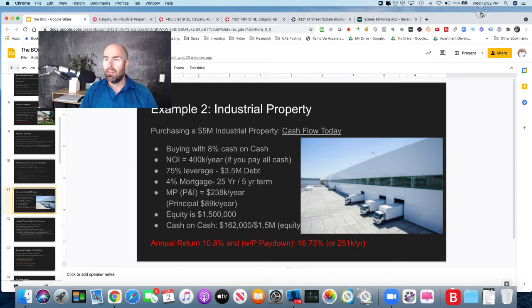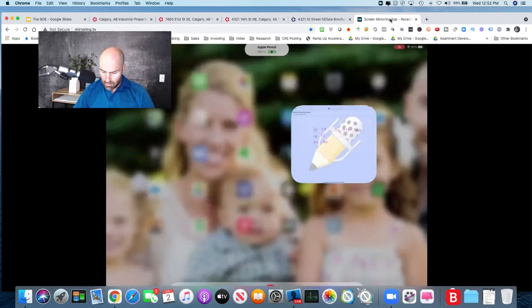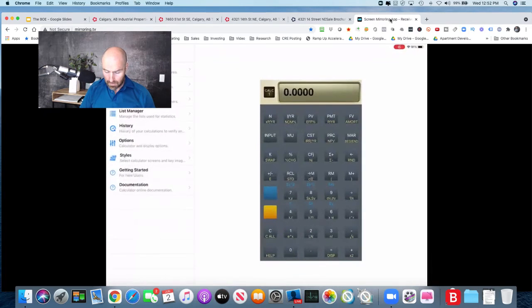I'm always reluctant, but if you don't have this calculator, this is a really slick way of calculating returns. I have this app; it's the same financial calculator, the 10B2. I'll just do a high level. We're going to go $5 million purchase price times 0.75. That's my present value, so I'm going to hit that right here.